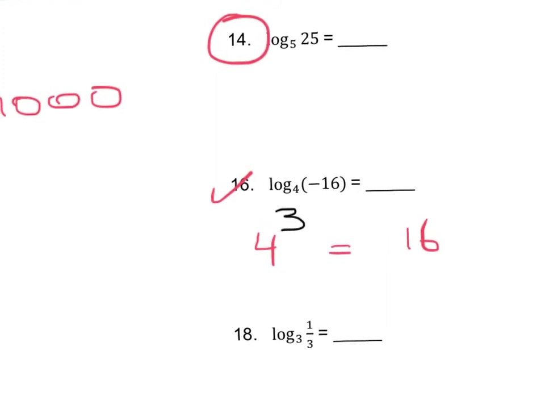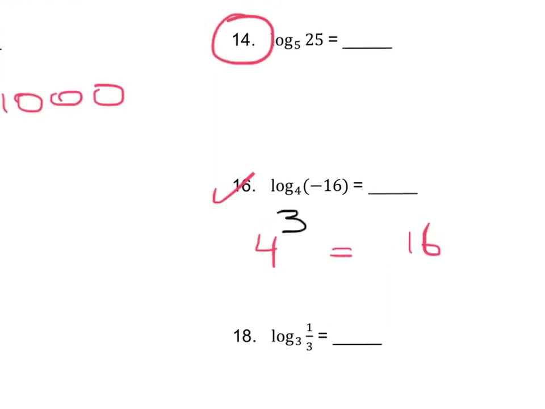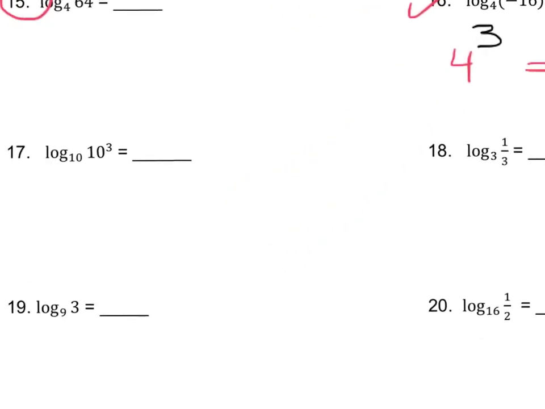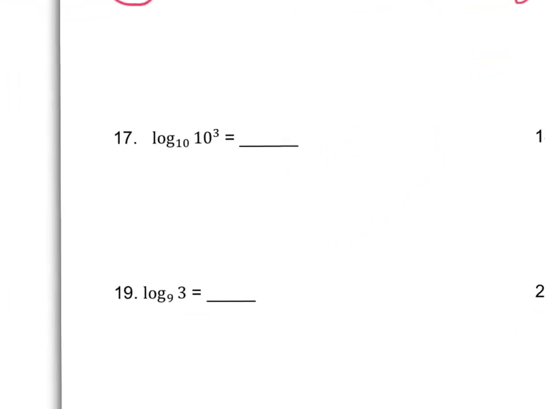So you ask yourself this question: what do we know about the domain of a log? Remember, the domain of a log is only positive. Can you have a negative inside the log? No, you cannot have a negative. You cannot have a 0. So there's no solution for number 16. That's it for number 16. Now let's move on to 17. I want you to do this on your own.